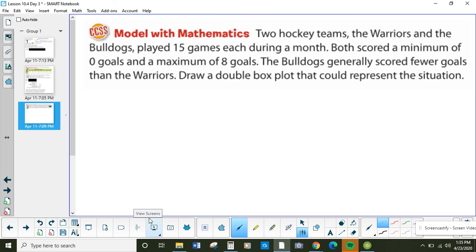But again, that's just to make you think. I won't make you do a box and whisker on the quiz. But you do need to be able to recognize interquartile range and median from a double box plot.